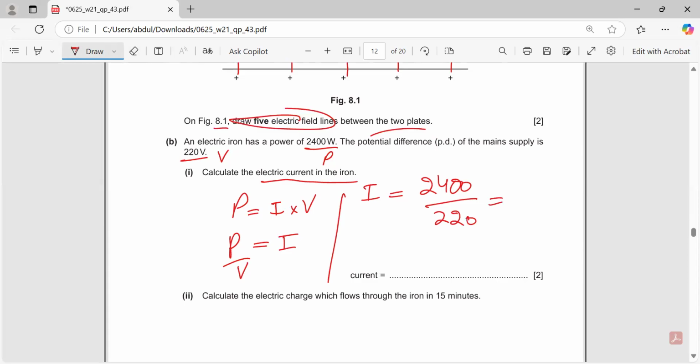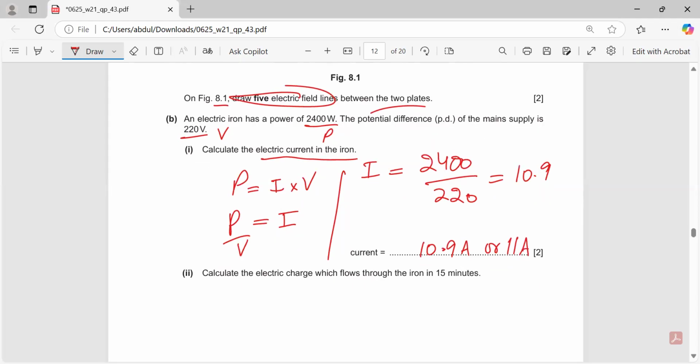And as we are simplifying it, 2400 divided by 220 is 10.90. 10.9 amperes, or even you can use 11 amperes.